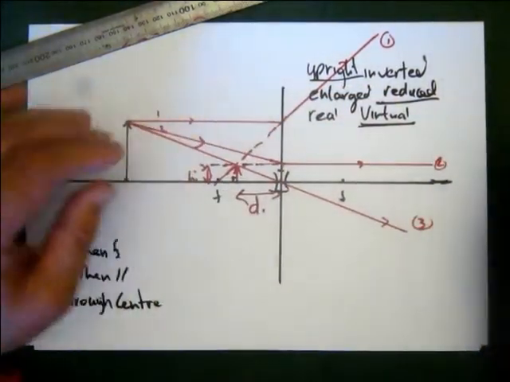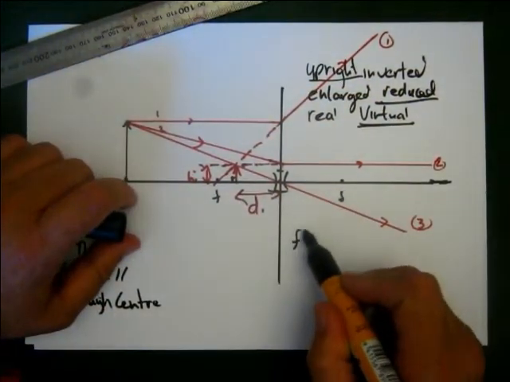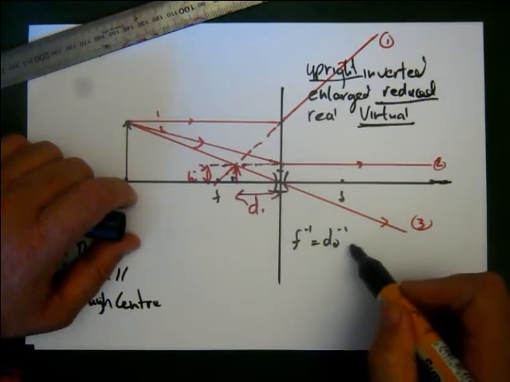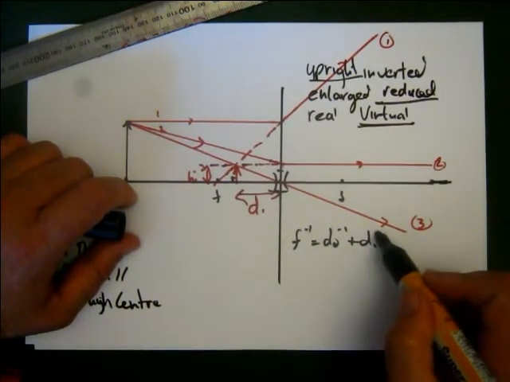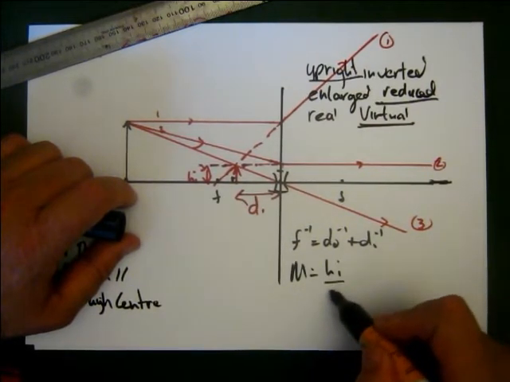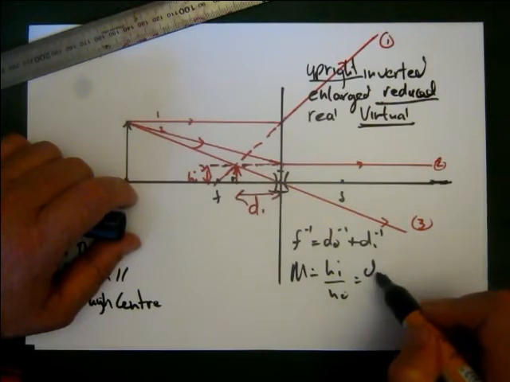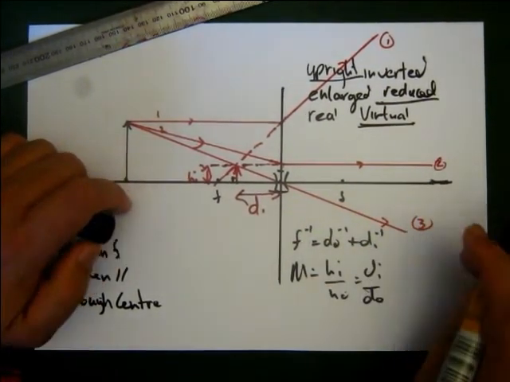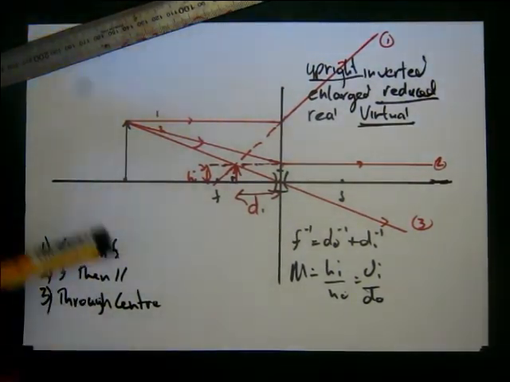And then we can just use F inverse equals DO inverse plus DI inverse, and then M is equal to HI over HO, DI over DO. We can just use that to find out the rest of the data set. And that completes the basic cases of the basic lenses.